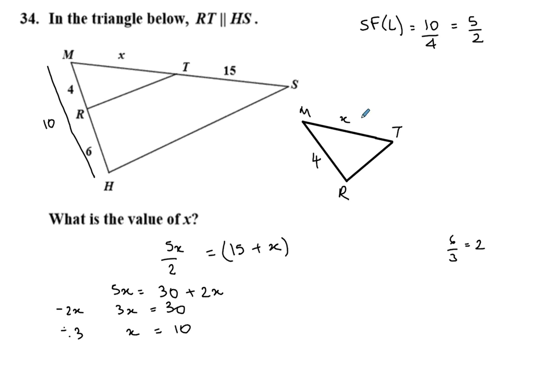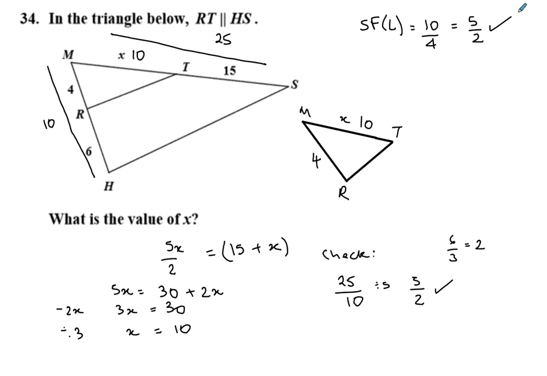So you can see that would be 10 there, which would make that whole length 25. And we can just check it, because we know the scale factor of the length should be 5 over 2. So 25 divided by 10, and if you divide them both by 5, you get 5 over 2, which is what the scale factor was. Alright, cool. So don't let a letter scare you. Next question.